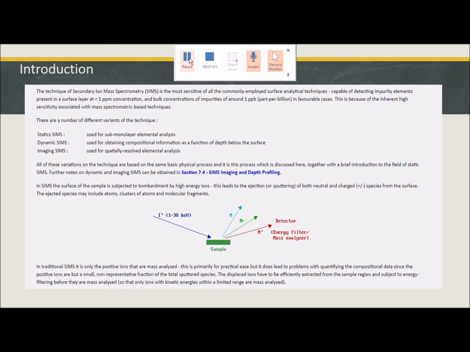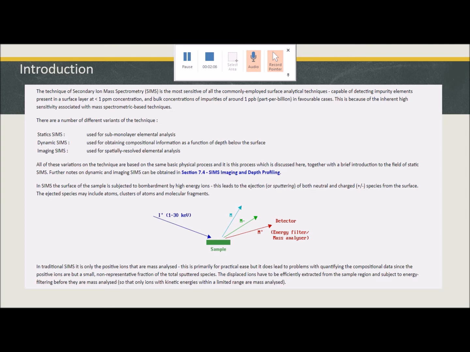In SIMS, the surface of the sample is subjected to bombardment by high-energy ions. This leads to the ejection, or sputtering, of both neutral and charged, positive or negative, species from the surface. The ejected species may include atoms, clusters of atoms, and molecular fragments.